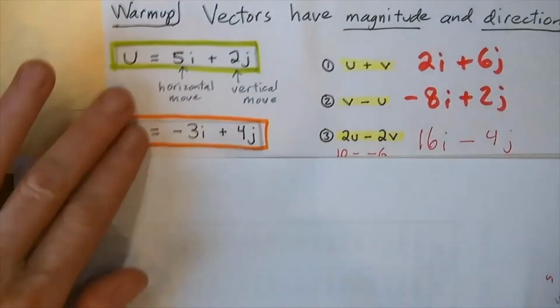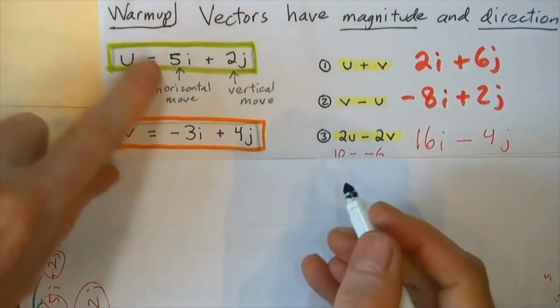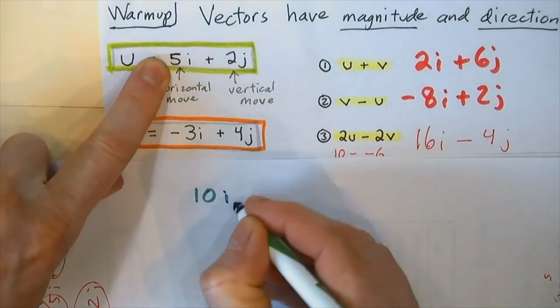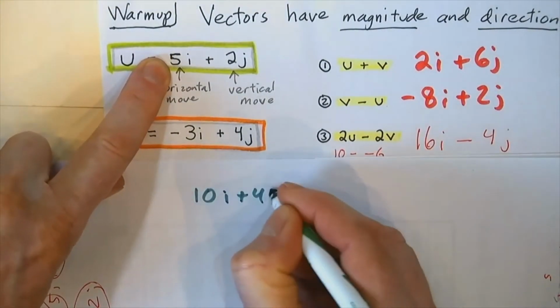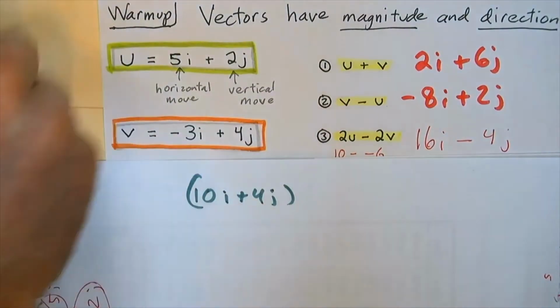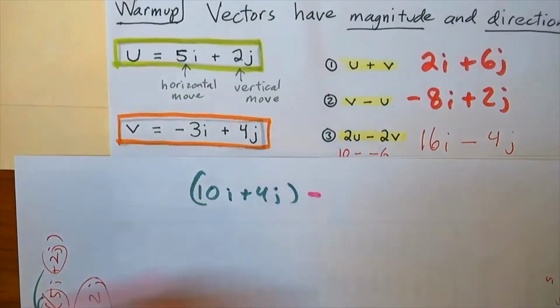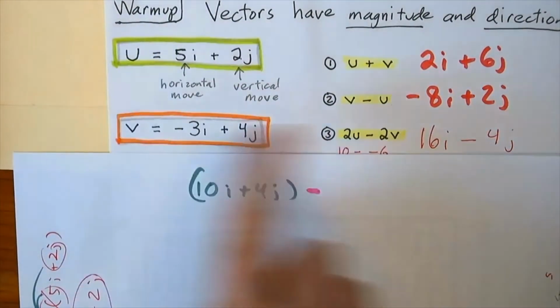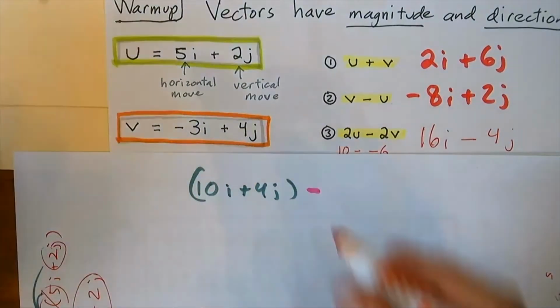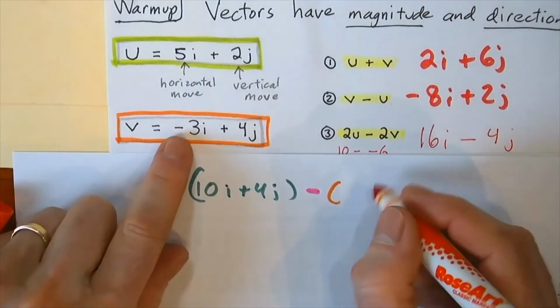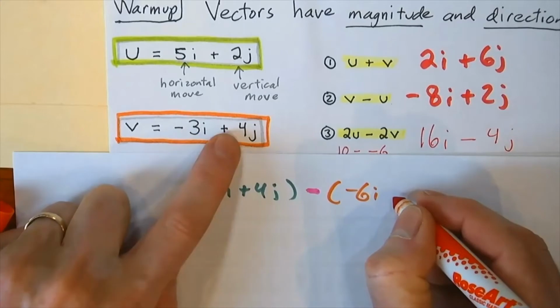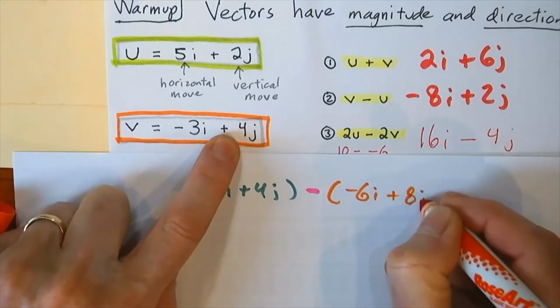Am I right? Let's see. Here's how I did it. I doubled this guy, 10i plus 4j, and then it says to subtract. Make sure you're doing the u first. Now it's v. Double this guy, -6i, double that, 8j.